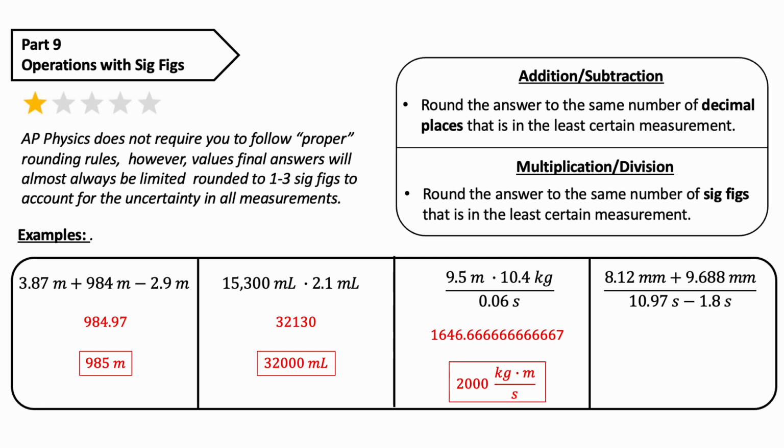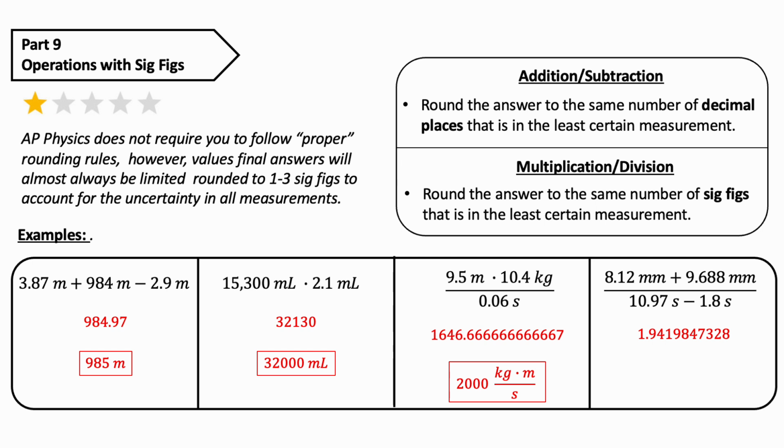All right, let's see this last example. And in this case, we have both addition and subtraction and division in here. Now, my rule of thumb for you is going to be only ever round once. So our first step for any of these problems should be do the math, and do the math as it is stated. So we need to do 8.12 plus 9.688. Do that first. And then we're going to divide that by, in parentheses, 10.97 minus 1.8.